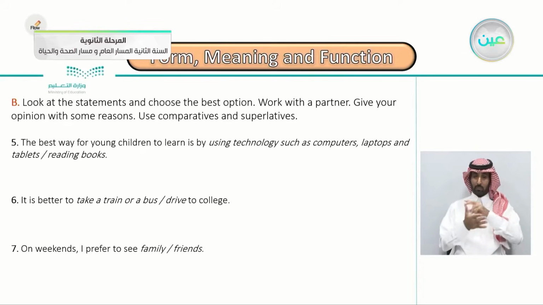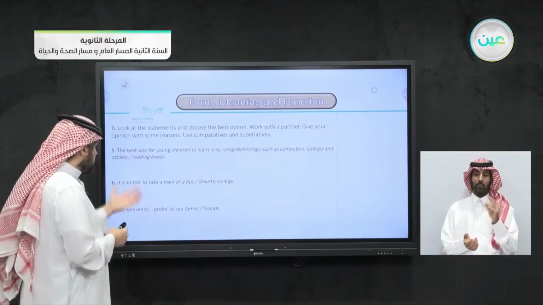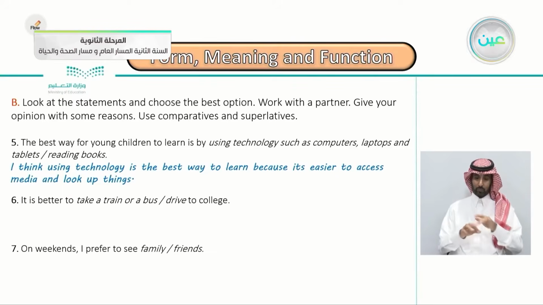Look at the statements and choose the best option. Work with a partner. Give your opinion with some reasons. Use comparatives and superlatives. Of course, today we're focusing on comparatives and superlatives. The first one, we're continuing the exercise before, of course. The best way for young children to learn is by using technology such as computers, laptops, tablets, or reading books. Don't forget, this is your opinion. In my opinion, I think using technology is the best way to learn because it's easier to access media on it and look up information, look up things. You can learn easier and faster online.